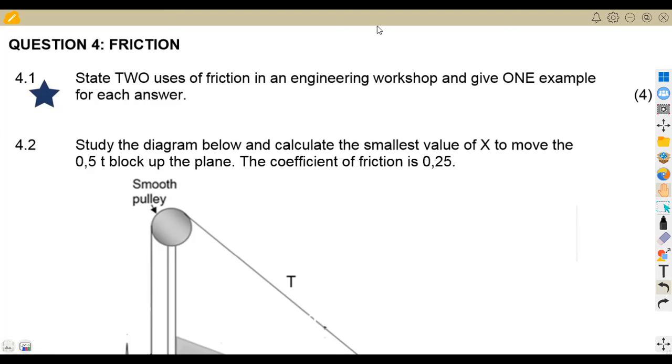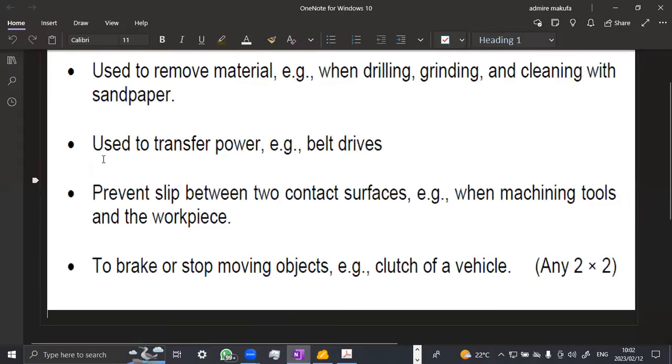All right, so we have got some of the reasons that I have here. I just want you to check one or two of the reasons. The first one, it is used to remove material, e.g. when drilling, grinding, and cleaning with sandpaper. Also, it is used to transfer power, e.g. when you're dealing with belt drives.